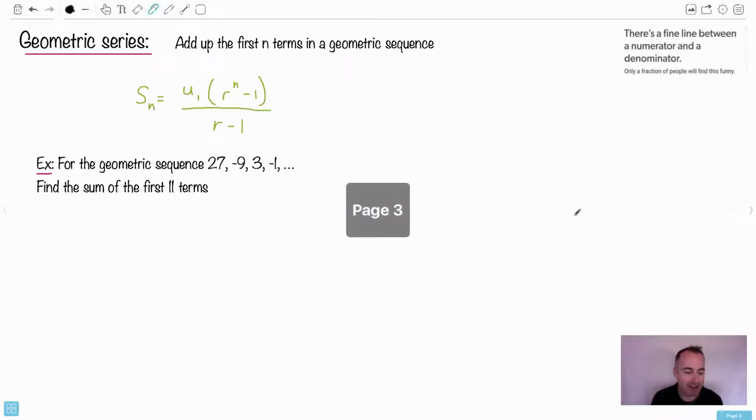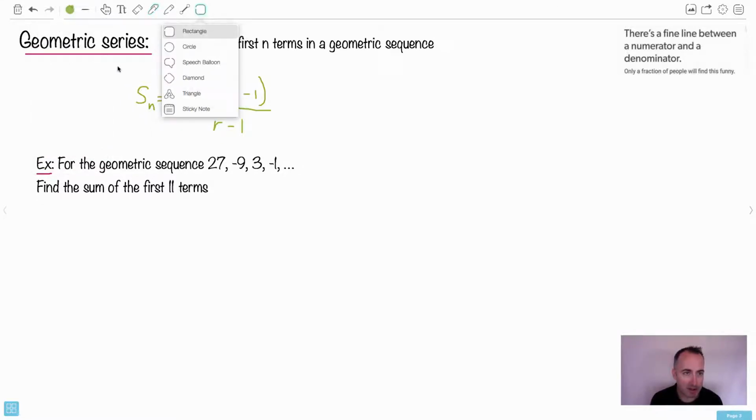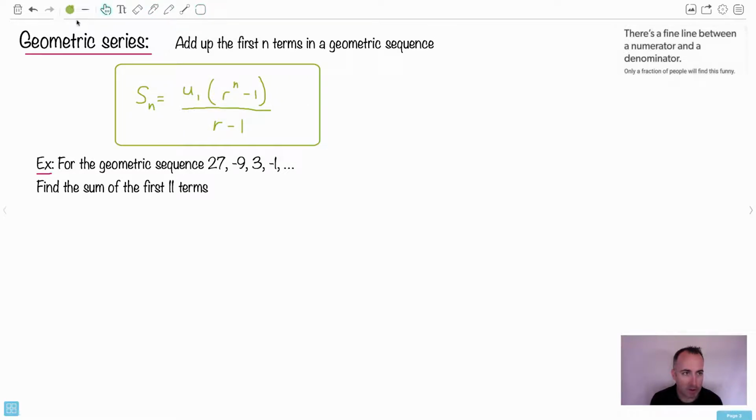All right, last but not least, let's do this one here. Geometric series. Well, a series is just when you add up the first terms. So in this case right here, again, you don't have to memorize this equation. You look it up. But we have an equation for this. And don't forget what everything means.